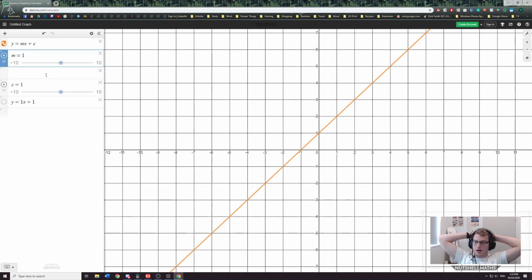I'll read extreme logic's message. It says, it seems that by knowing the slope and a single point through which the line passes, you know the entire line. Exactly right. In fact, if you know the slope and the y-intercept, you've got the equation for the line like that.